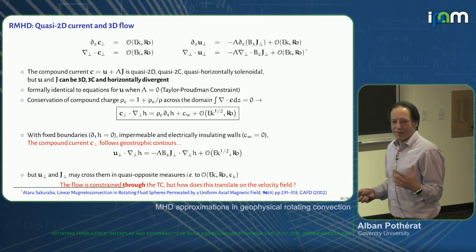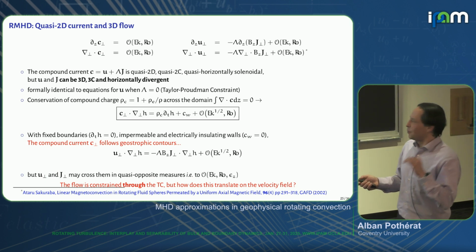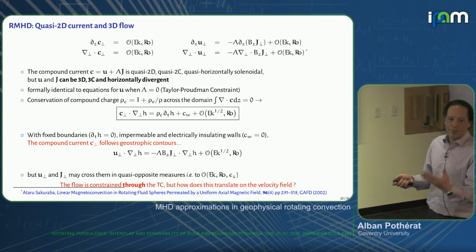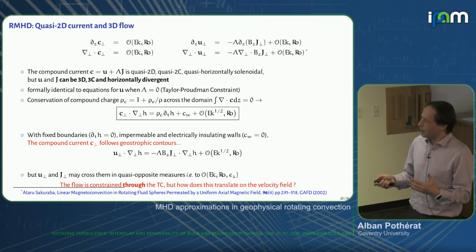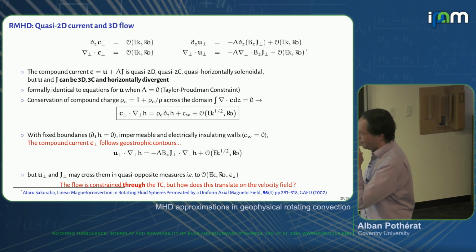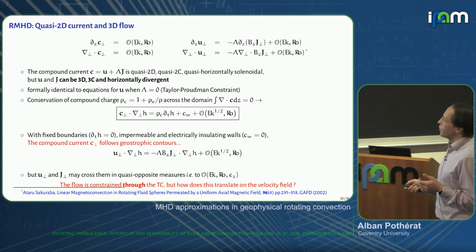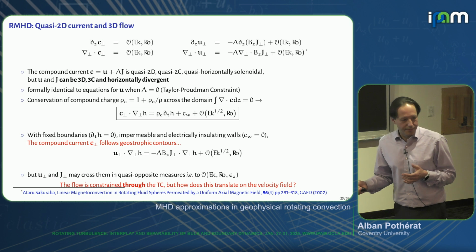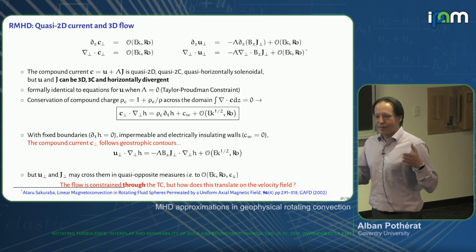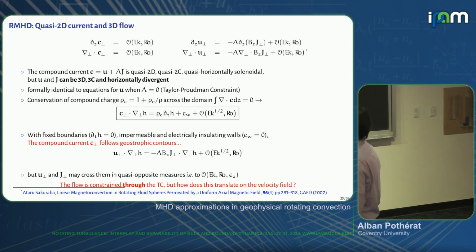I just wanted to underline, that's my contribution to separability of boundaries and bulk, by the way. I just wanted to underline that the usual constraint is actually only for impermeable and static boundaries. But if you account for movement and permeable boundaries, then those contours change. Okay, so again, the compound current follows the geostrophic contour, but the velocity field doesn't. And the electric current doesn't. Okay? Again, they can cross it. So the velocity can cross the contour as long as the current crosses the contour the other way to compensate what's crossing.